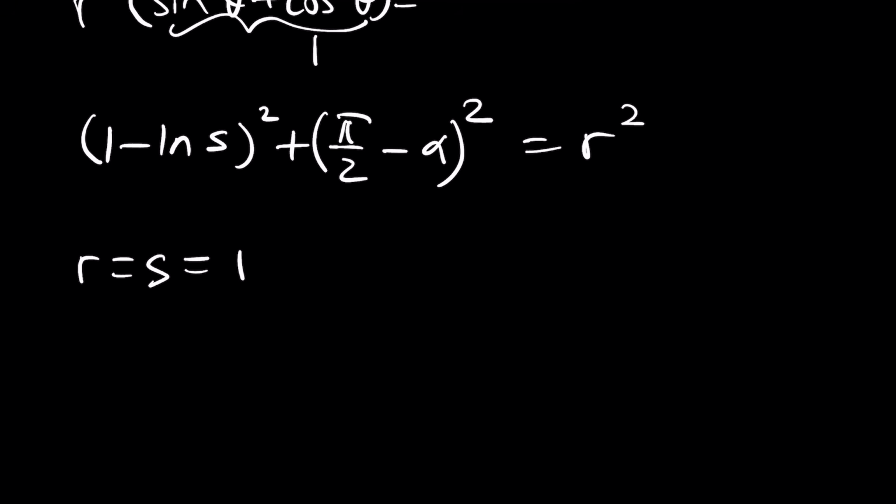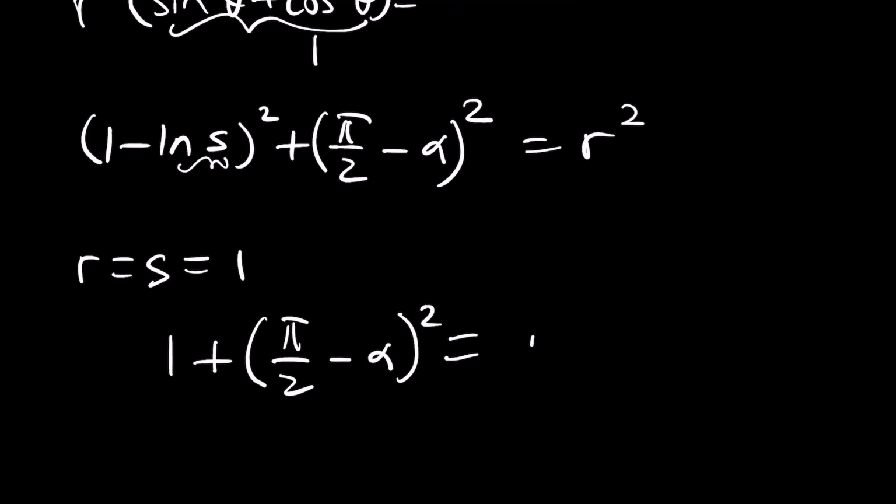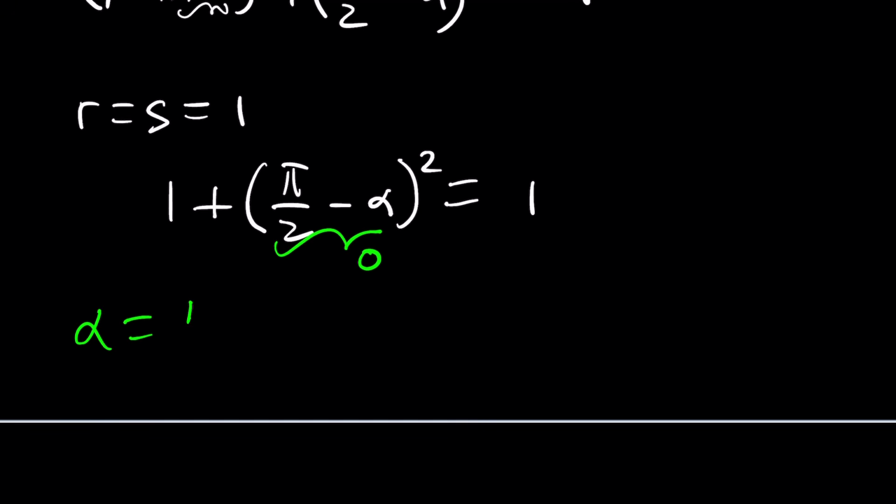It just means that the moduli of these numbers, because there can be infinitely many solutions in this case, and by assuming r equals s equals 1, we're just looking at a particular solution, which is fine, right? Sometimes differential equations are not solvable, but you can find numerical solutions or some particular solutions. Now, if you plug these in, ln 1 is going to be 0, so that gives us 1 plus alpha pi over 2 minus alpha squared equals r squared, which is 1. So this becomes 0, which means from here alpha becomes pi over 2, which is beautiful, right?